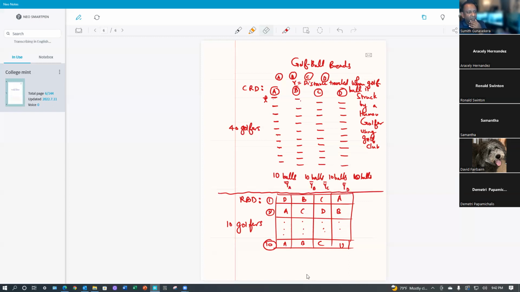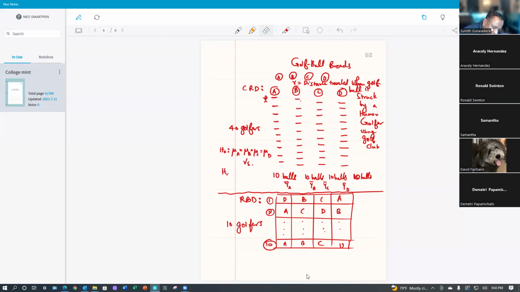Then what would be your H naught? Can you remember? Analysis of variance: you're going to say mu A equals mu B equals mu C equals mu D. You're going to hypothesize that all these brands will produce the same average. On average, every brand's ball will travel the same distance.